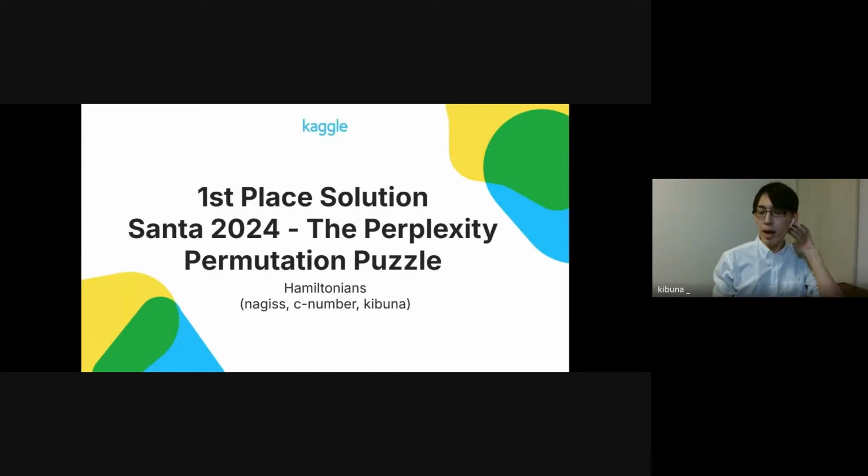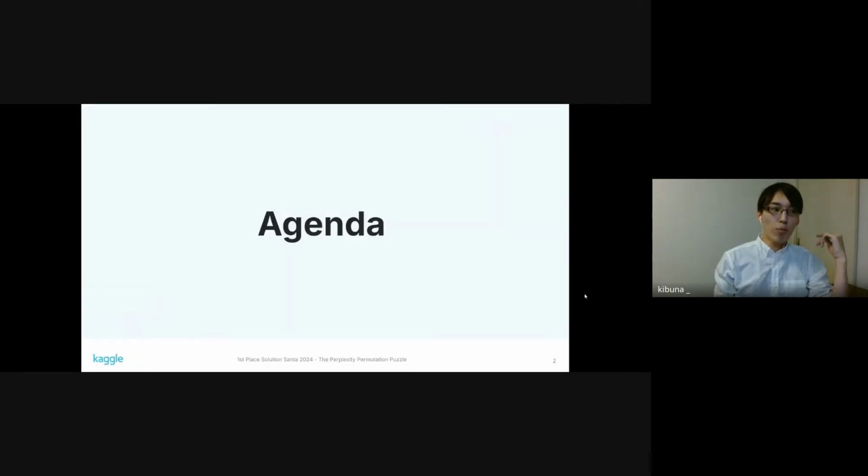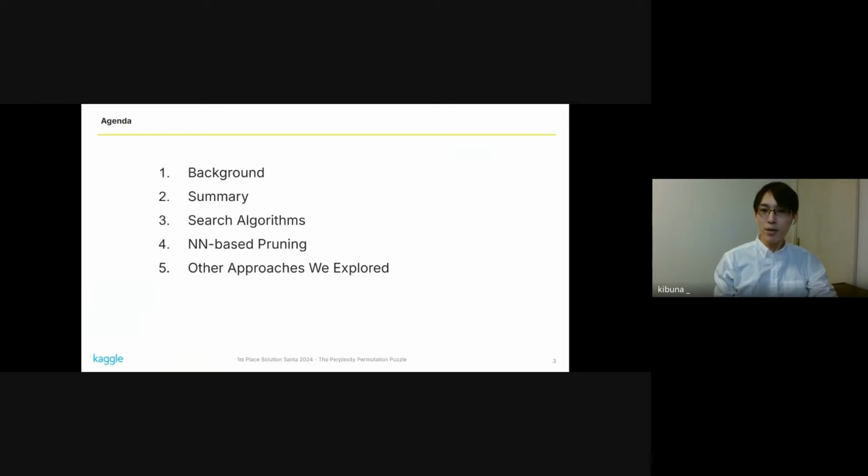On behalf of Team Hamiltonians, I will present our winning solution for the Santa 2024 competitions. In this talk, I will first briefly introduce our backgrounds. Then I will provide a summary of all our solutions. Following that, we'll explain the two key differentiators, our search algorithm and the pruning method using a lightweight neural network. Finally, I will touch on some experimental approaches that were not included in our final solution, but may still be of interest.